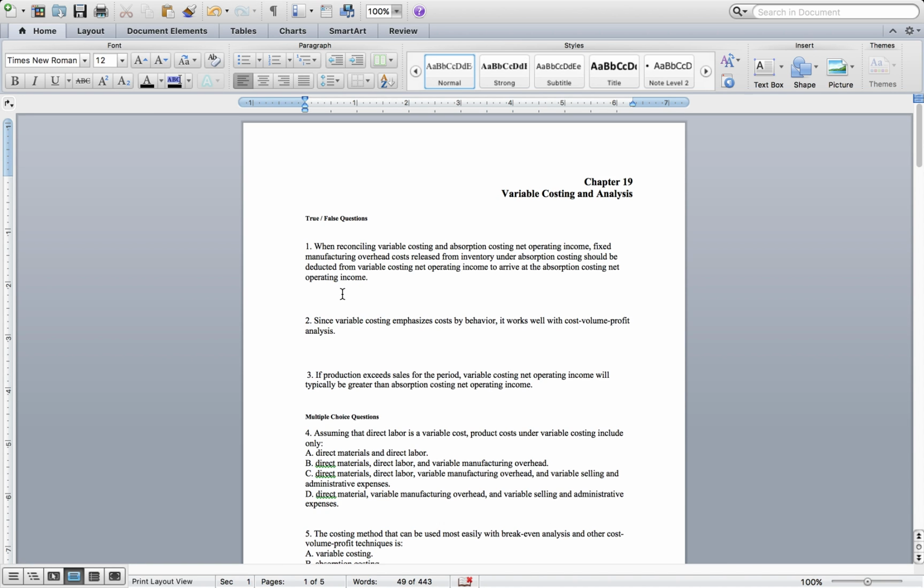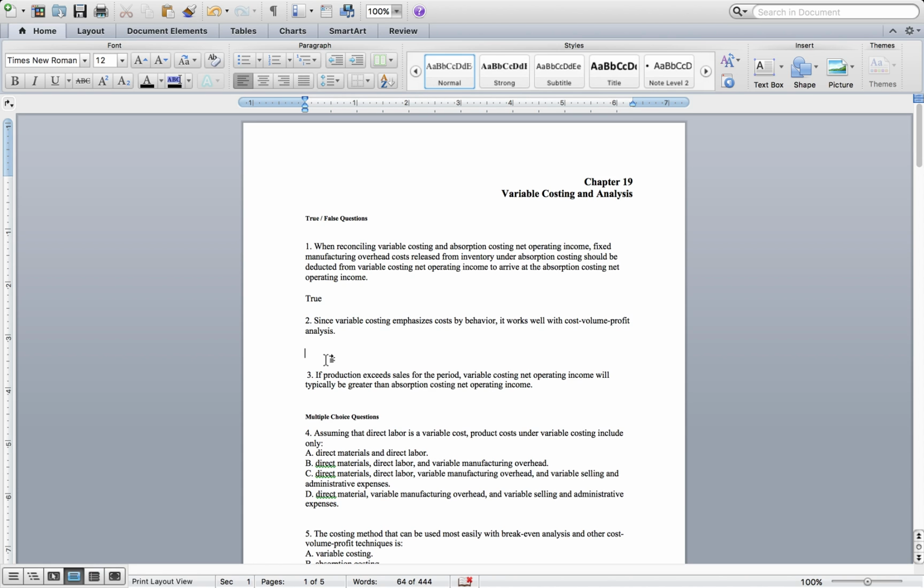Let's get started today. First one says, when reconciling variable costing and absorption costing net operating income, fixed manufacturing overhead costs released from inventory under absorption costing are subtracted from variable costing to arrive at the absorption costing net operating income. And remember, that answer is going to be true, because we have to reconcile. So part of the reconciliation process is to follow that process.